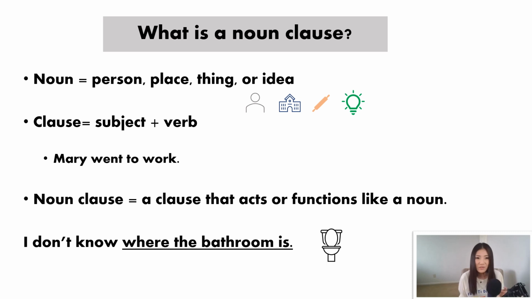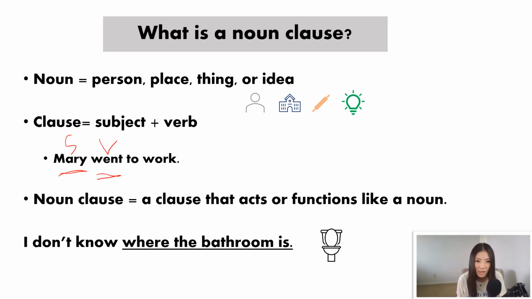The definition of a noun is a person, place, thing, or idea, right? That is a very basic definition of a noun. A clause is subject and verb. So as long as there's a subject and verb, we can define that as a clause. For example, Mary went to work. Mary is my subject, went is my verb, so that is a clause.